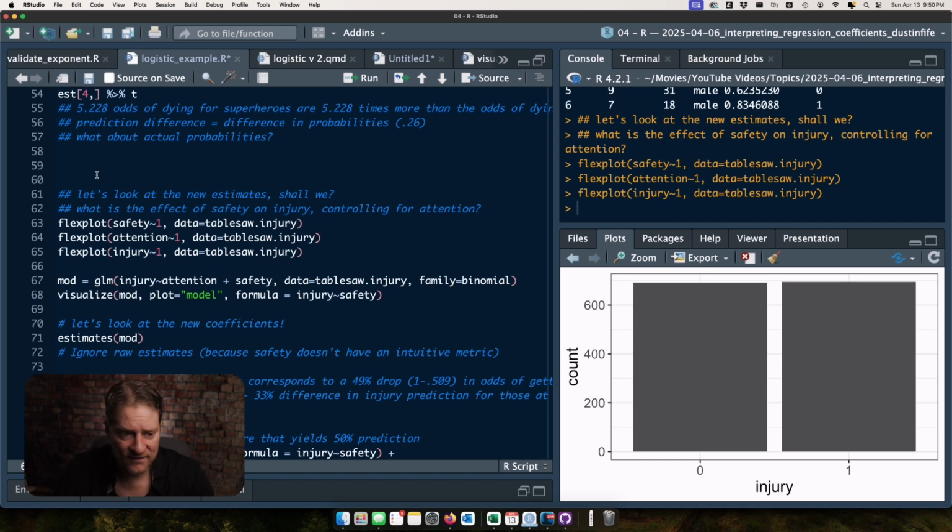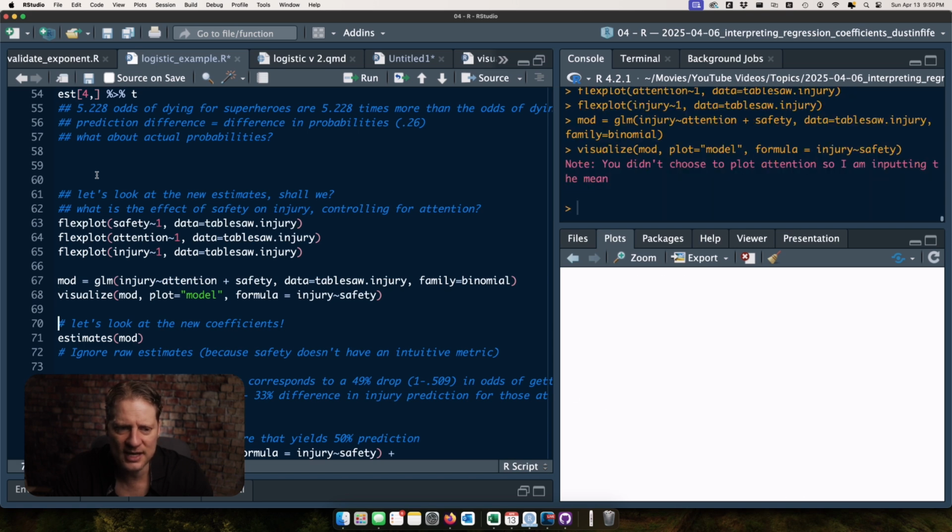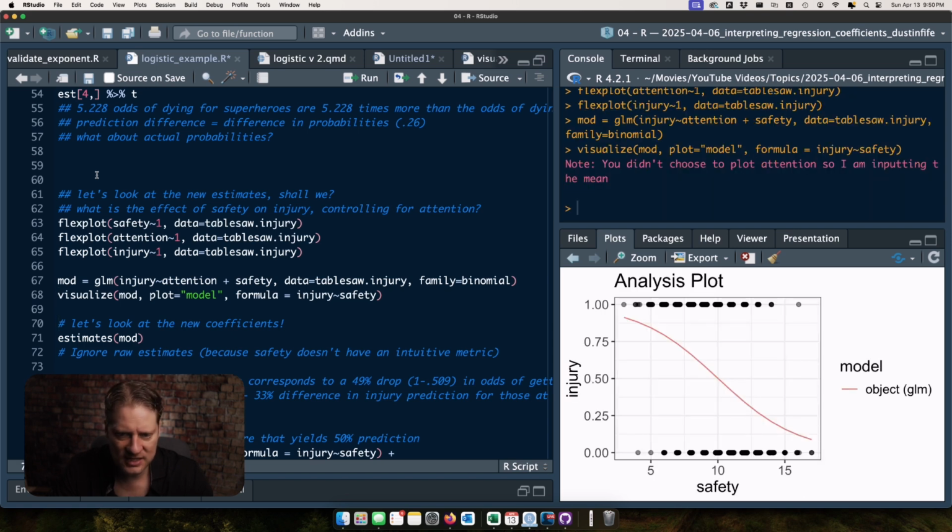So we're going to go ahead and fit the model, predicting injury from attention and safety, and then we're going to visualize the variable of interest, and we see something that looks like that, and that's kind of interesting.